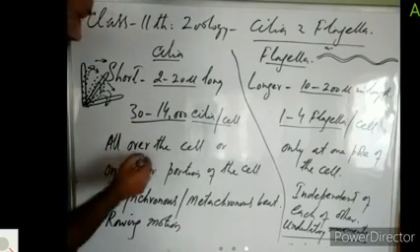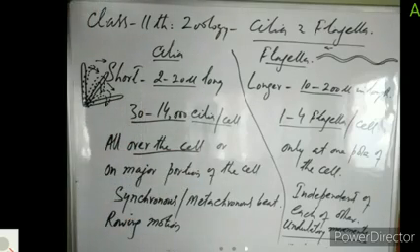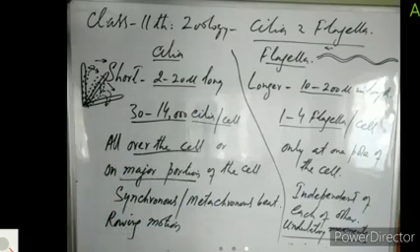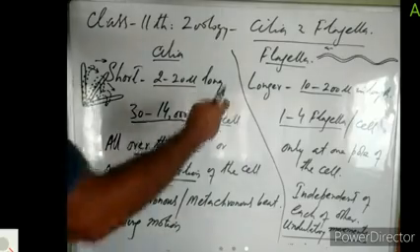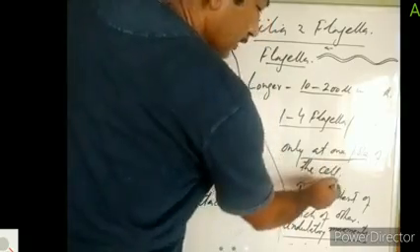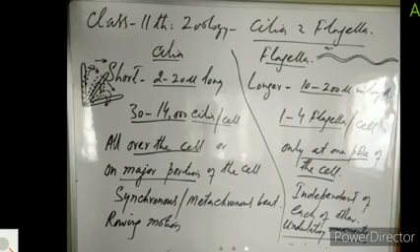Cilia may be present all over the cell, as in the case of paramecium, or they may be present on a major portion of the cell only. Flagella, however, are located at one pole of the cell only. Flagella are not scattered all over the cell. When present in larger numbers, they are located only at one pole of the cell.